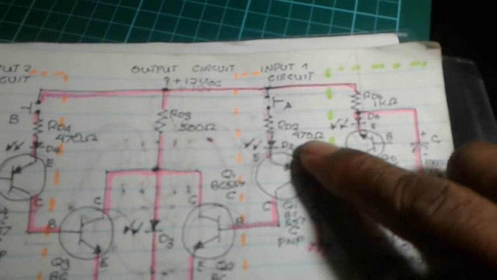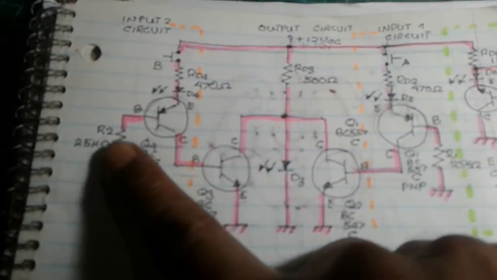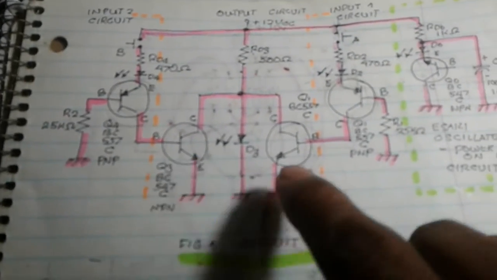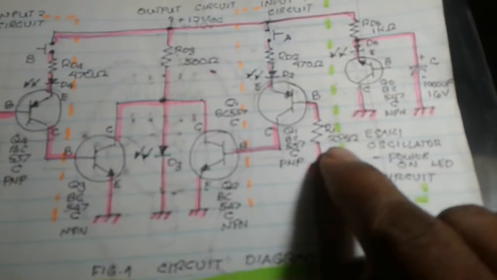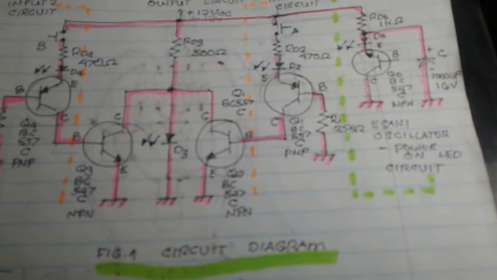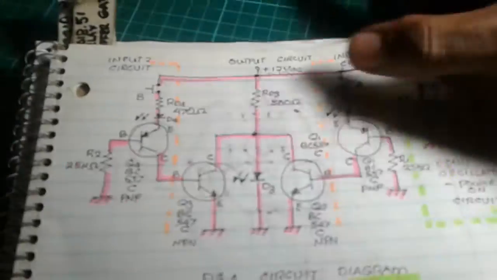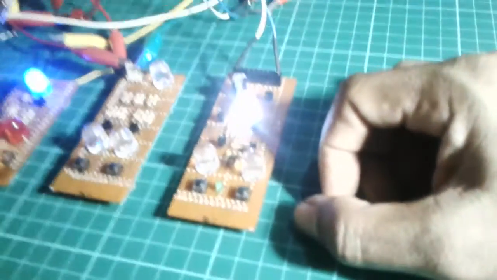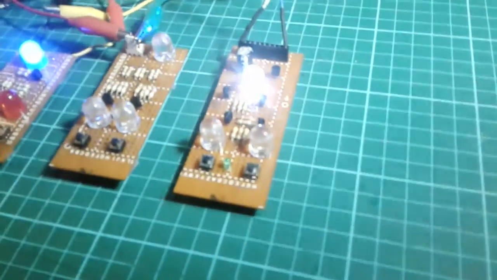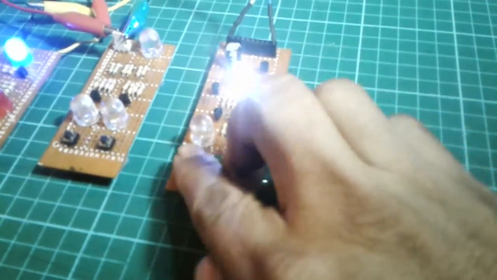So these are the complete parts. Sziklai oscillator, we have 470, 500, 470, PNP, 25 kilo ohms, NPN, NPN, PNP, 25 kilo ohms base resistor of the PNP. The circuit here. This is a NOR gate.